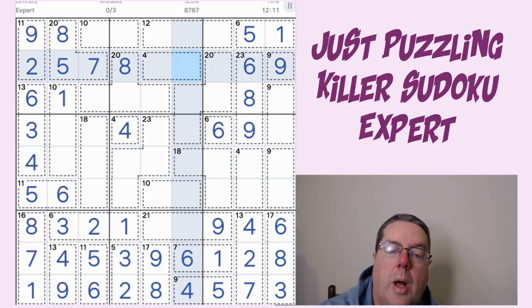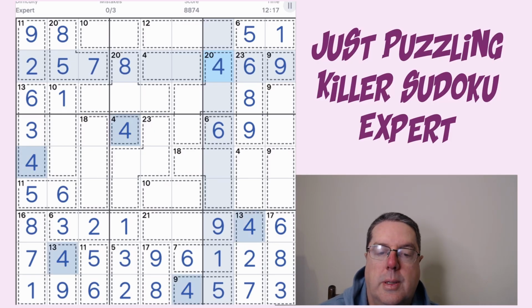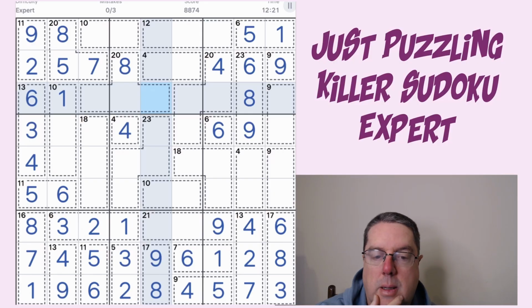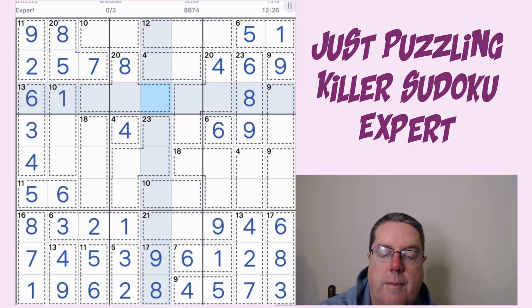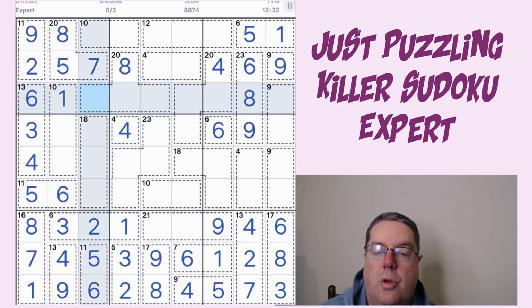And you should know this one. 1, 2, 3, 4. Which leaves the 4 to be either here or here. And that means that that's going to be 3 and 5. Yep, so 3 and 5 and 4 are there. 1, 2.